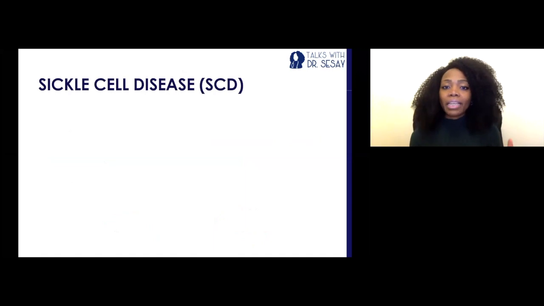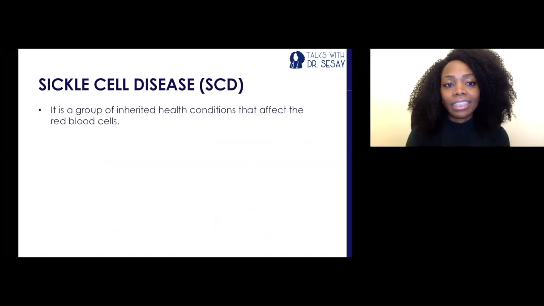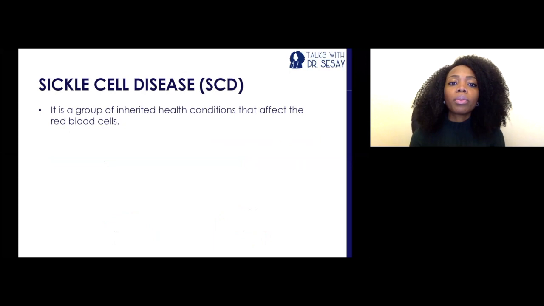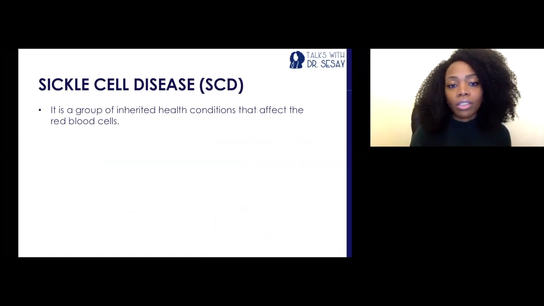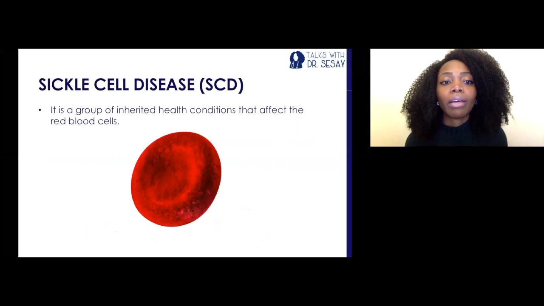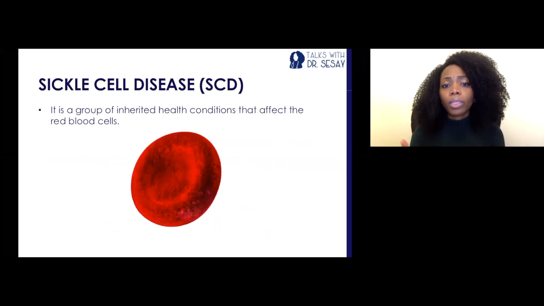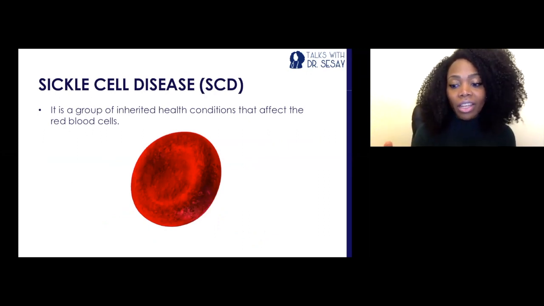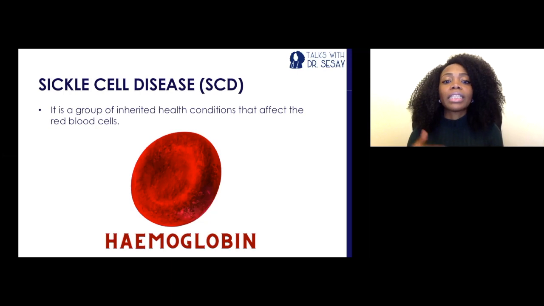So let's begin. What is sickle cell disease? Sickle cell disease is a group of inherited health conditions that affect the red blood cells. But what are the red blood cells? So we have trillions of cells in our body. And one of the types of cells that we have, the blood cells that we have, is the red blood cell. And this is what it looks like. So it's round, it's disc shaped, it's actually quite flexible, and it carries the oxygen all over the body. And it carries the oxygen by a protein that is known as hemoglobin.